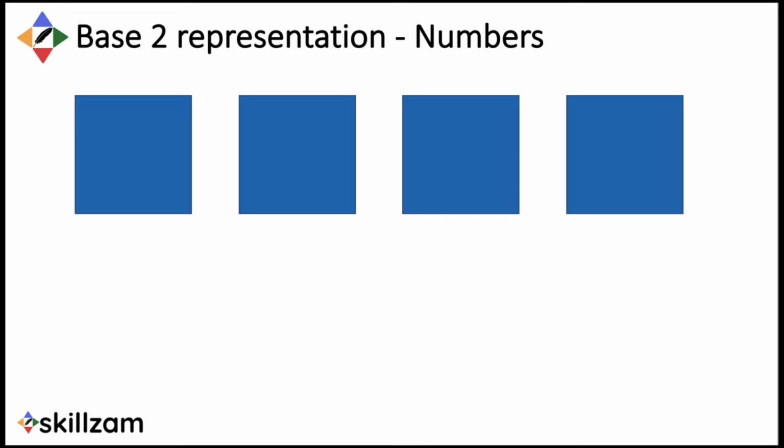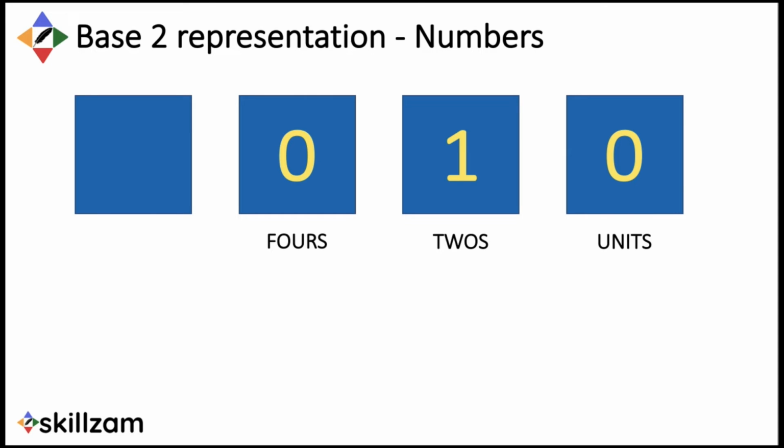That is, in our example, number 0 is in the units place, number 1 is in the twos place, number 0 is in the fours place, number 1 is in the eights place, and you can go further with the 16's place, 32's place, 64's place, and so on.